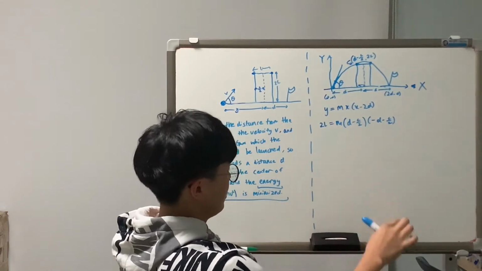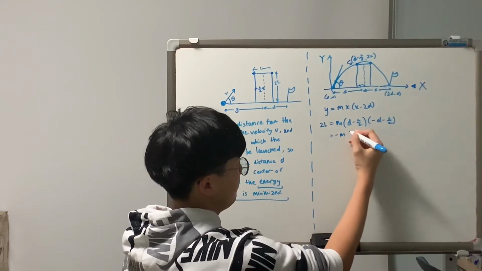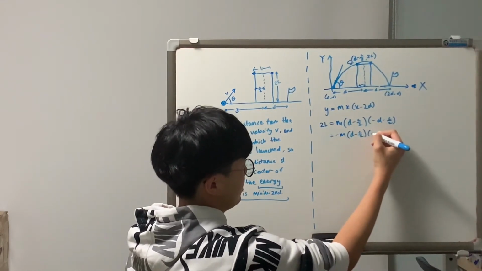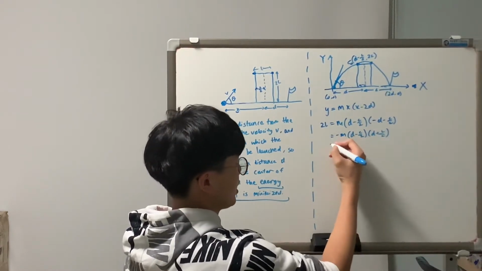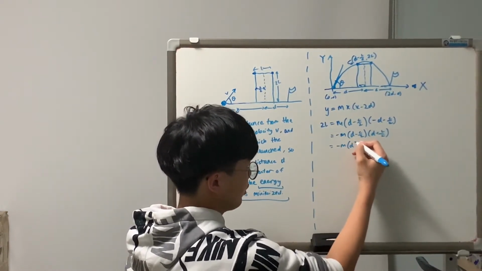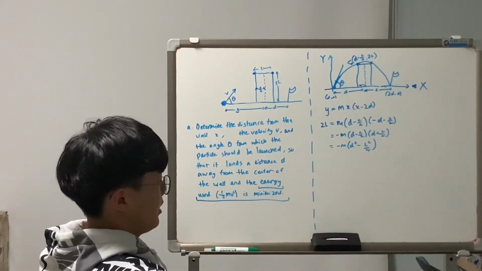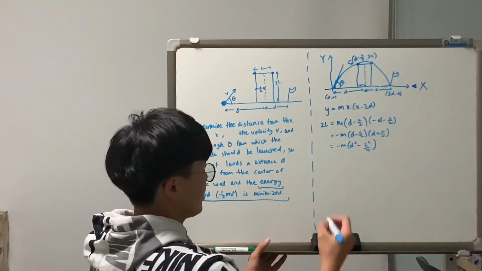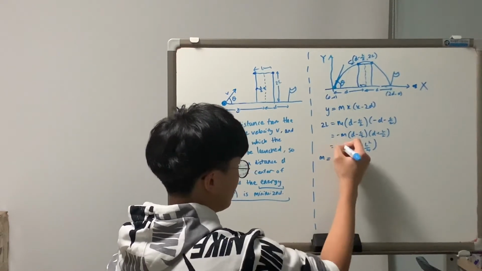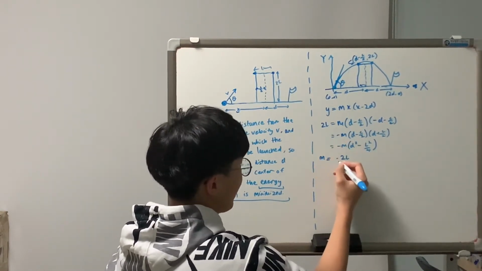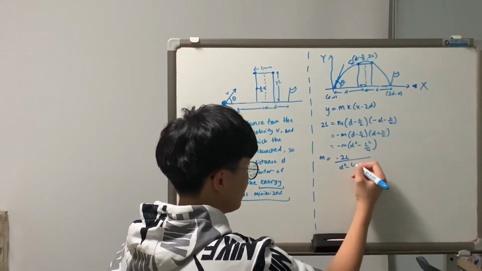Let's get the minus out of this equation, and we get minus m times (d minus L over 2) and (d plus L over 2). Here we have opposite operators, so therefore it's d squared minus L squared over 4. Then we could rearrange this equation in terms of m. So we get m equal to 2L divided by minus (d squared minus L squared over 4), the minus goes here. And so we get this equation over here.